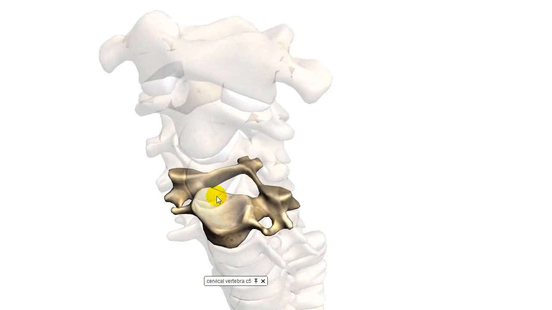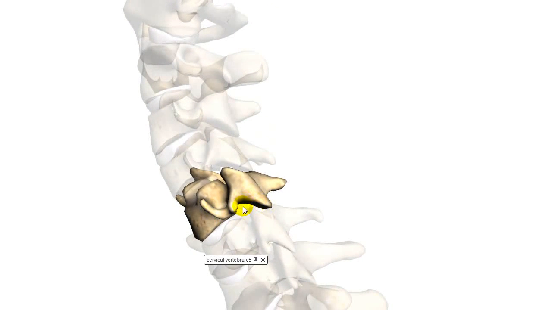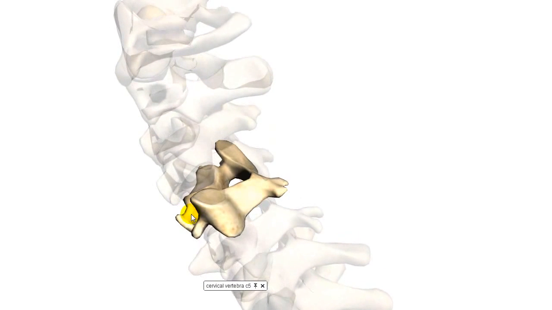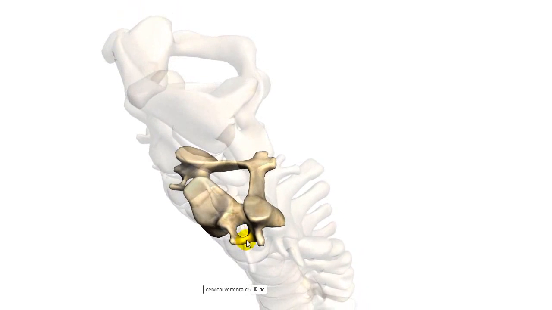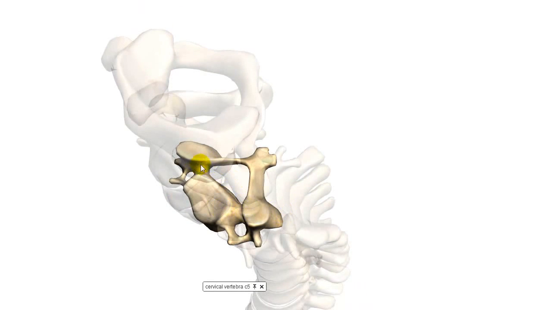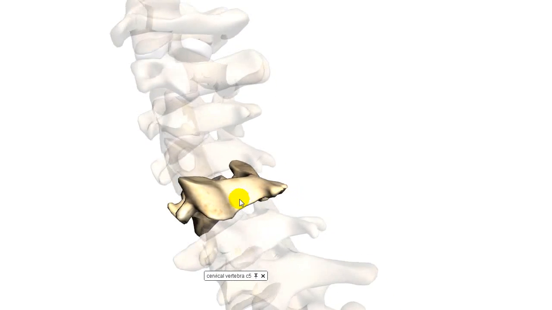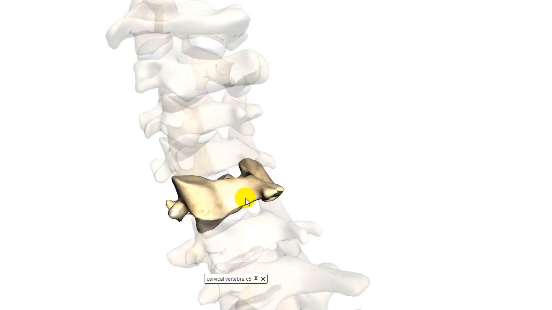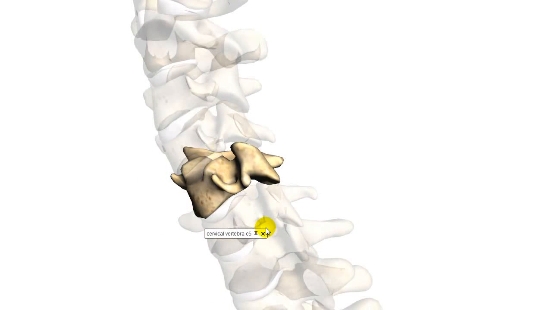And here again you've got the superior articular facet, the inferior articular facet, and the transverse process sticking out here, which contains the transverse foramen. And then you've got the pedicles at the front and the lamina here, and the spinous process at the back, and the body anteriorly.